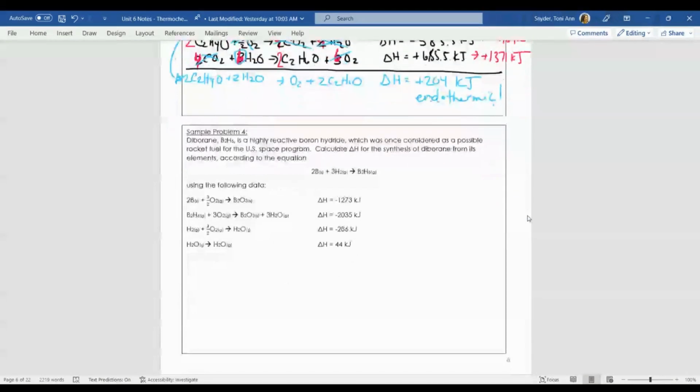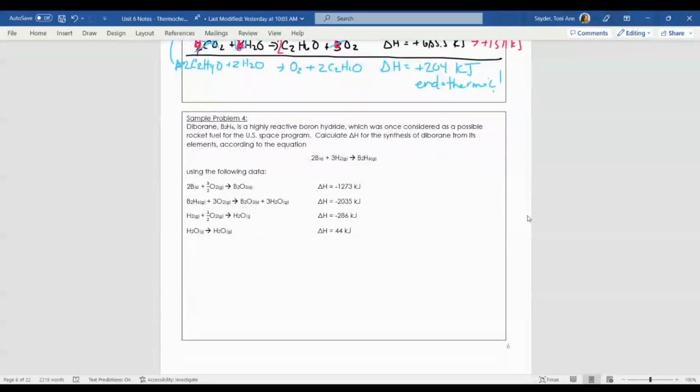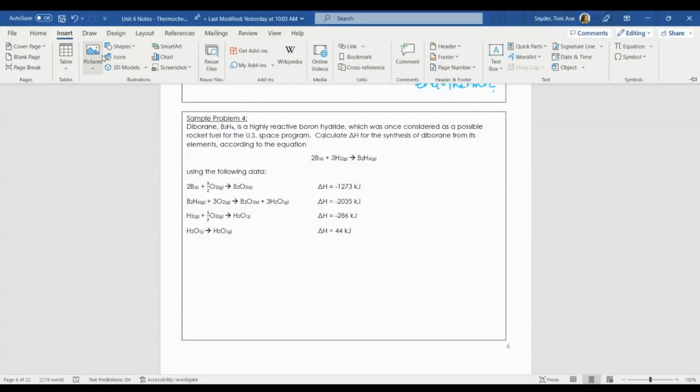Next one's a doozy, but we can do it. Okay, holy moly, look at those reactions. So let's get the black marker out here.